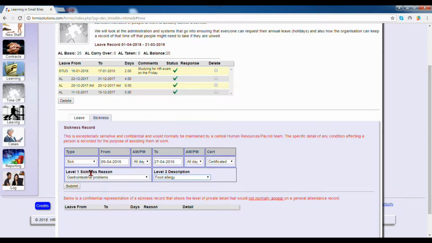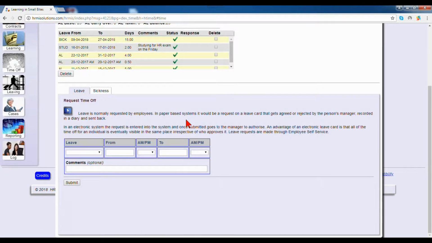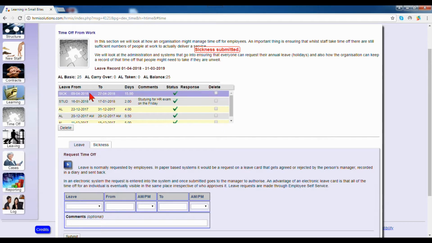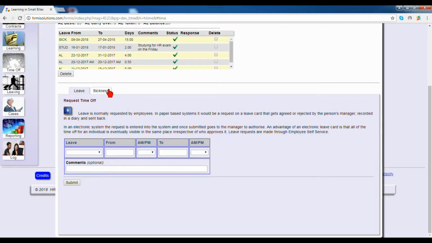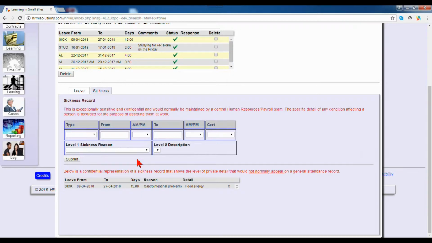The officer completing the record then submits it, and the person's leave record is updated like so. It is automatically accepted into the system, so it does not need to be authorised, and we can see that 15 working days were lost due to this period of sickness. And their confidential sickness record is automatically updated on the HR system like so.